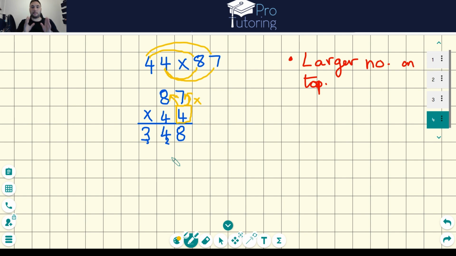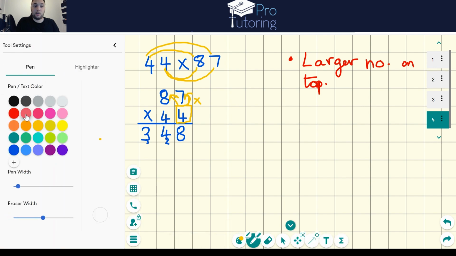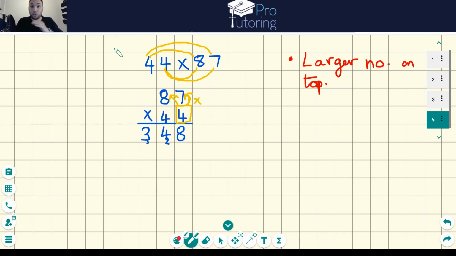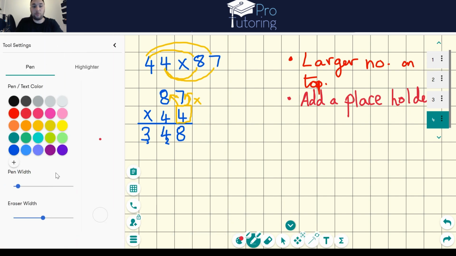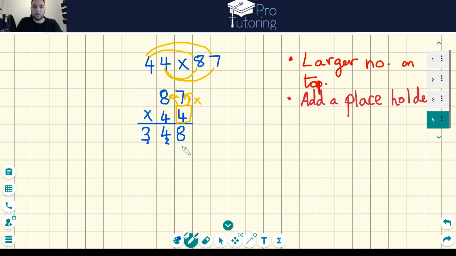Now, this is the step that everyone forgets, and it's so important because if you don't remember to do it, you will get it all wrong. So I'm going to put it here. Add a placeholder. Okay. Sometimes I tell people just to add the placeholder in straight away. If they're a little bit forgetful, I say add the placeholder now because it will save you having to remember something else in the future. So the placeholder is just a 0.